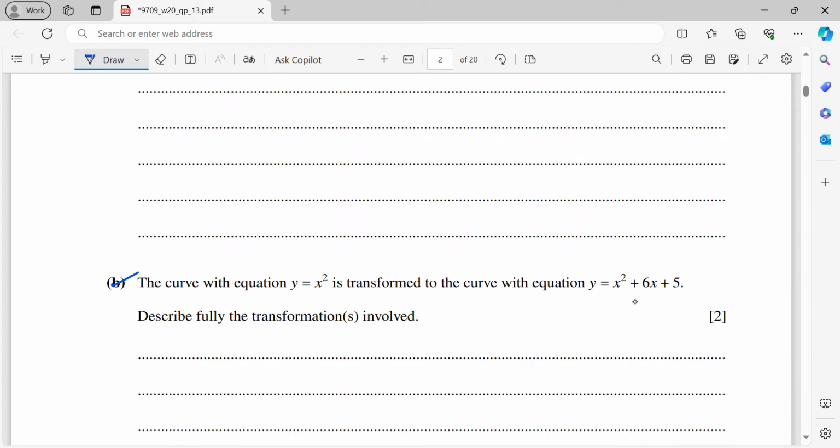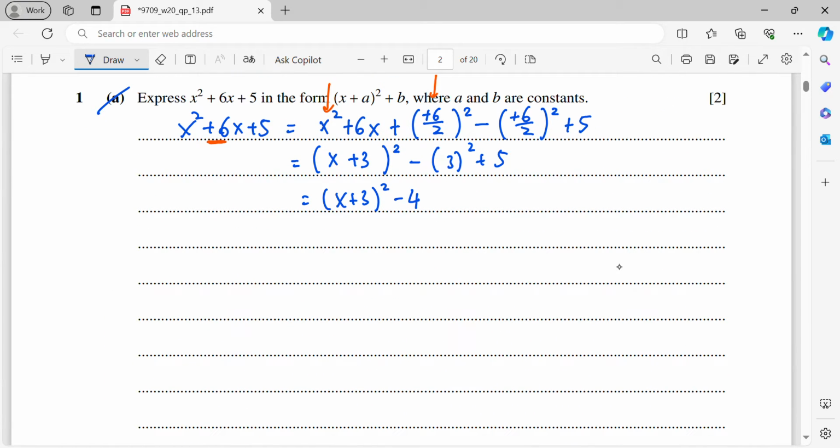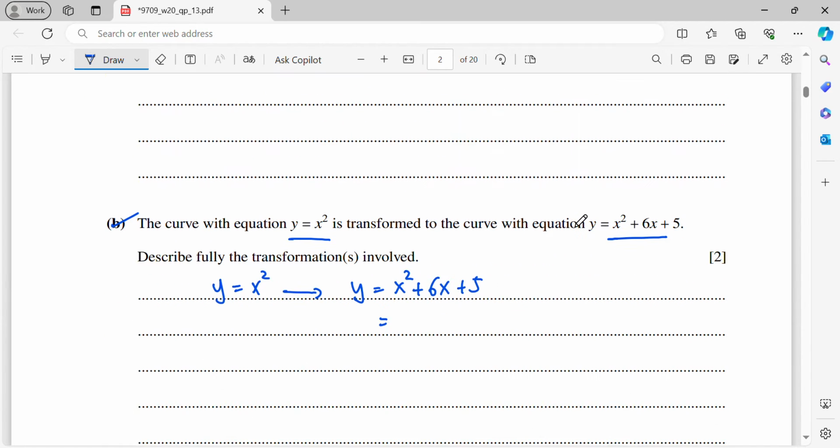Now 1b. The curve with equation y equals x squared is transformed into the curve with this equation. Describe fully the transformations involved. That means y equals x squared has been transformed into y equals x squared plus 6x plus 5. And we have just done the completing the square method, therefore you are getting this completed square form: (x plus 3) squared minus 4.